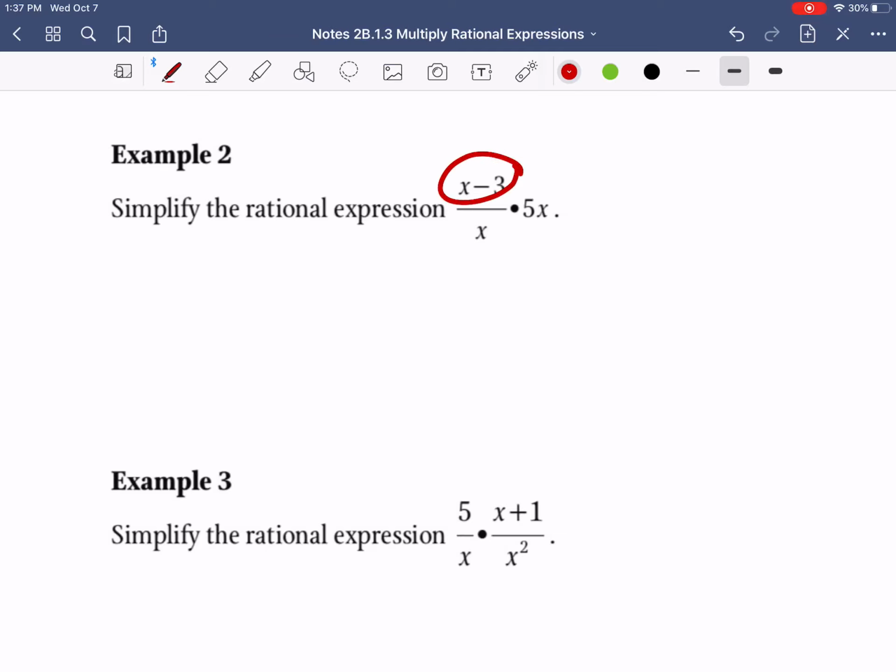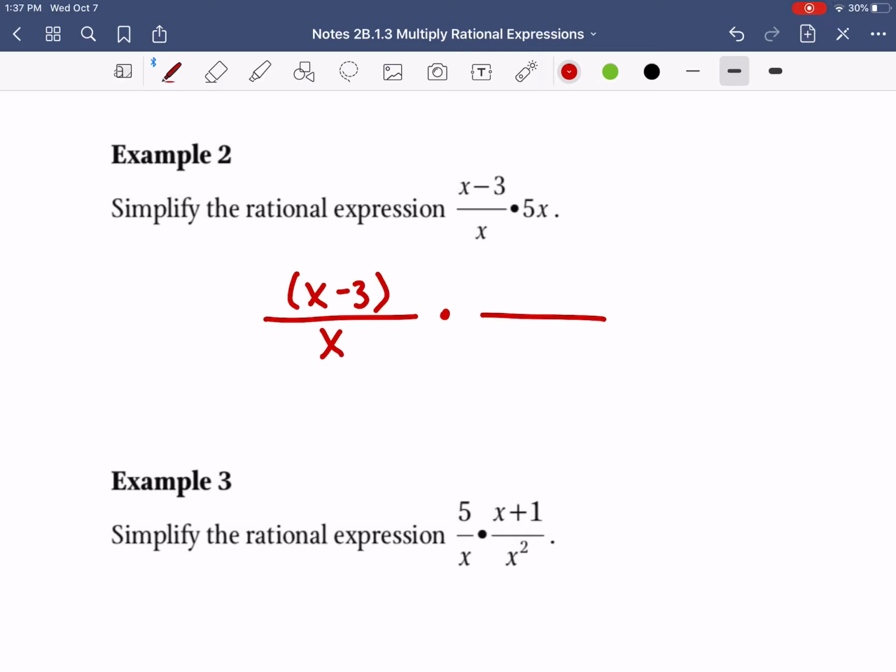So I have x minus 3. Well, it's a polynomial. There's no GCF. Nothing divides into both. It's not a squares or cubes problem, so you don't see any power of 2. So I'm just going to put parentheses around it to remind myself that they go together. Then I have an x on the bottom. Well, x, that's a monomial. Just put x. So I can't simplify it any further.